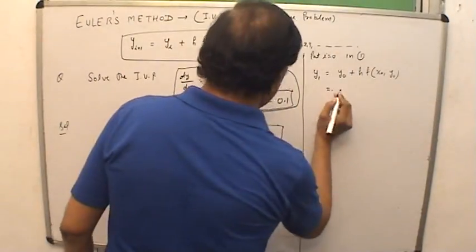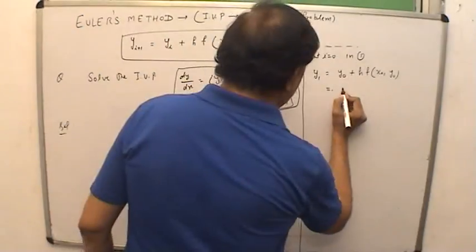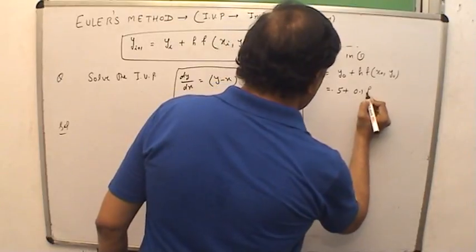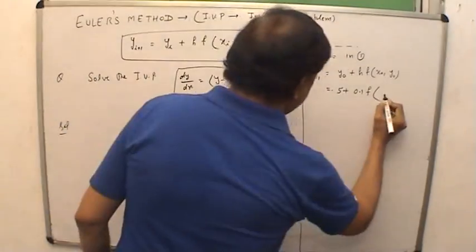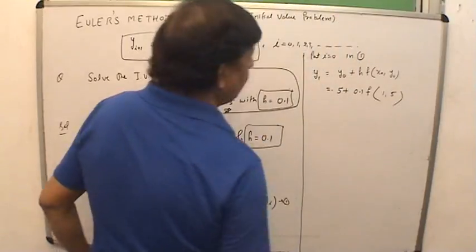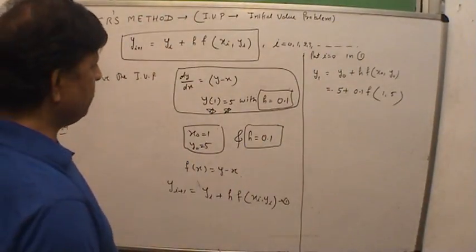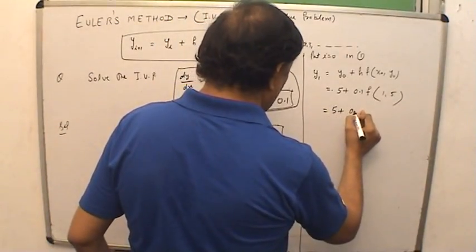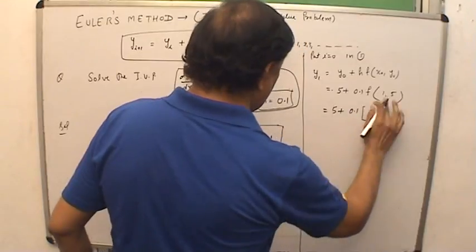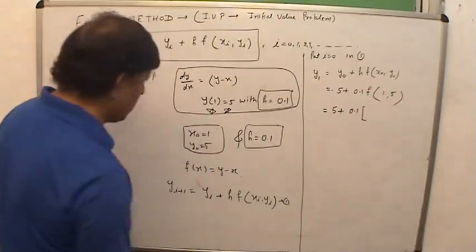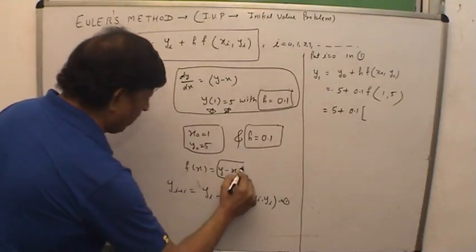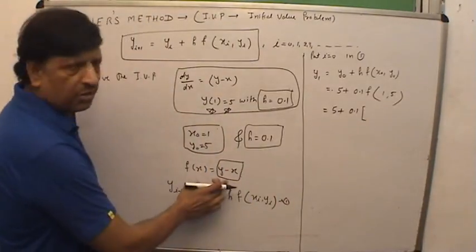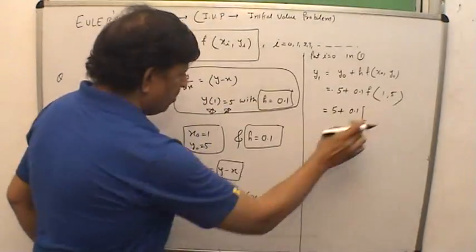Here what is y0? y0 is 5, plus what is h? h is 0.1, f of x0, y0, f of 1 comma 5. It means the next step is 5 plus 0.1 into f of 1 comma 5. Here the function is y minus x. We have to put these values into this function.